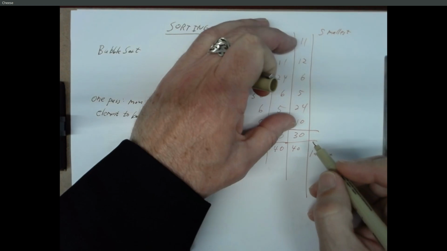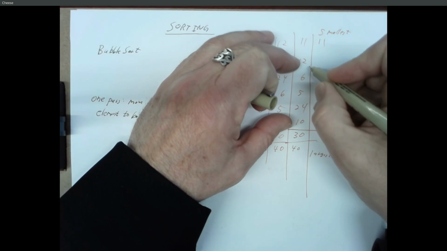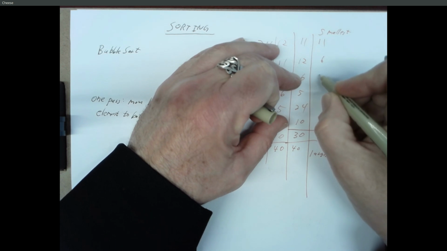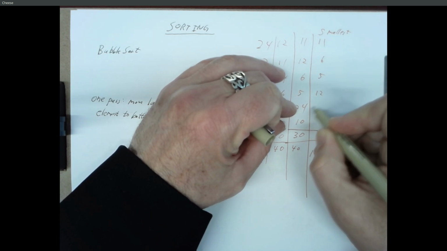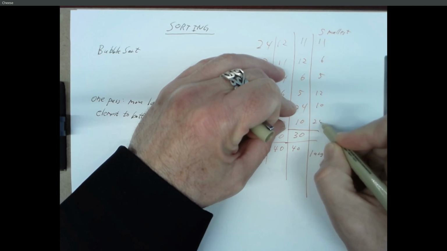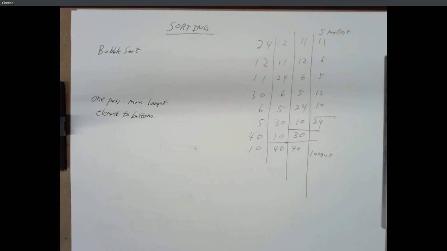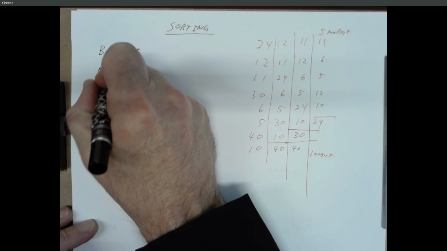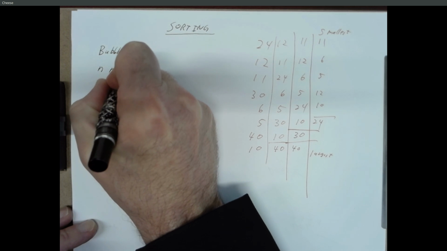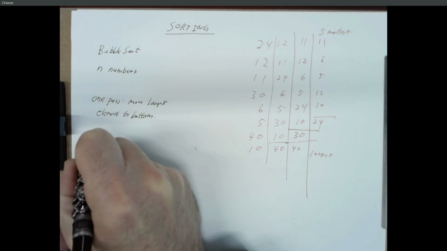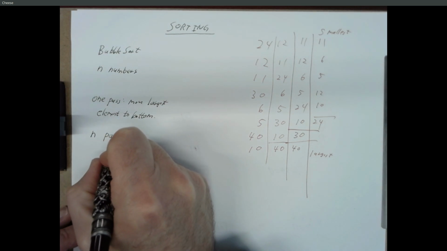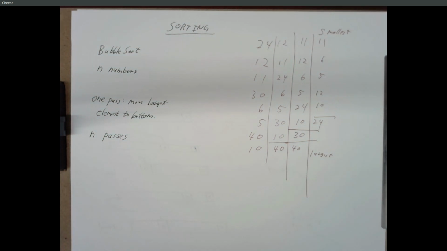And if we do one more pass on this, right, the 11 and 12 stay the same, 12 and 6 swap, 12 and the 5 swap, 24 is correct, 24 and the 10 swap, and now we've got our 24 in the correct spot. And so each pass you have fewer and fewer numbers to sort. And so assuming that we have n numbers, if we do n passes, we should end up with our entire collection of data sorted.